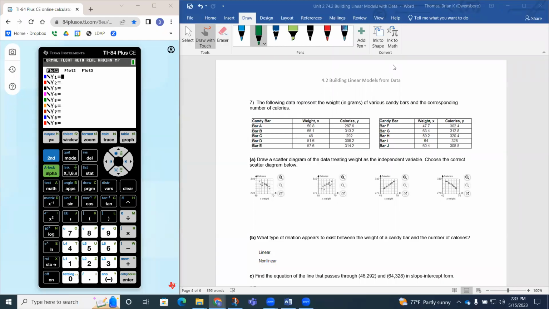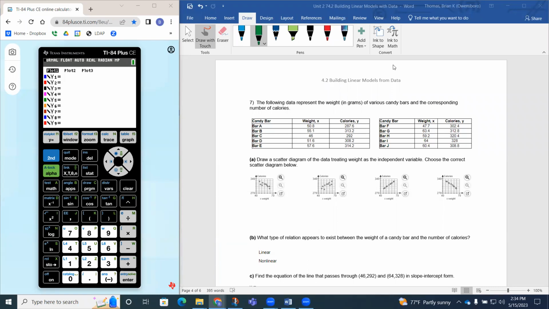So question 7, again, building linear models from data. The following data represents the weight in grams of various candy bars and the corresponding number of calories. If you're into counting calories already, you may already be familiar with this. So the question is, does the weight of a candy bar affect how many calories would be in it? Well, to me, I would think so. I think it would be very close. I think as the weight increases, the calories would go up.